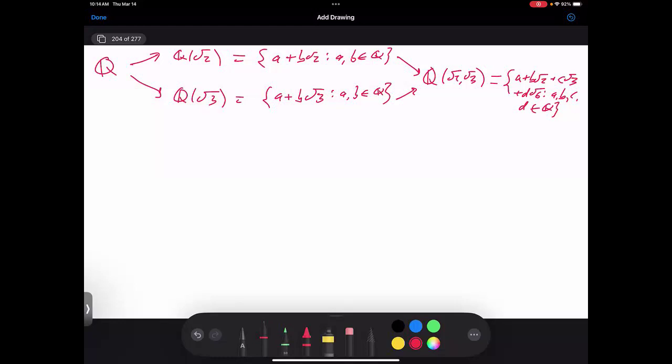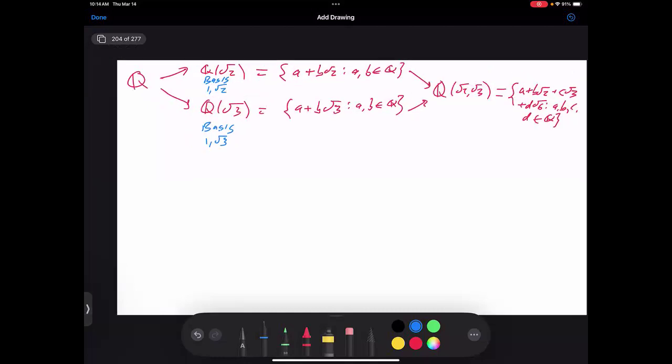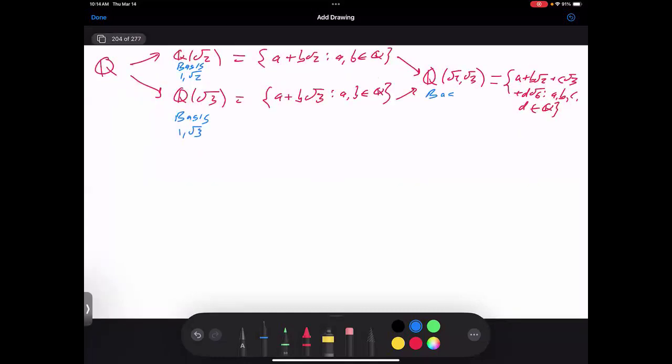Now, if you look at this, can you give me a basis for these? What would be a basis for Q(root 3)? So I want to write everything as a linear combination of the basis elements. Any thoughts about what could be a good basis for Q(root 3)? 1 and root 3. And similarly, a basis for Q(root 2) would be 1 and root 2. And then over here, what do you think a good basis would be for Q(root 2, root 3)?